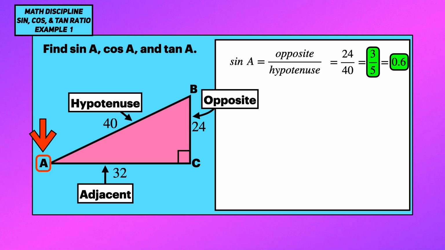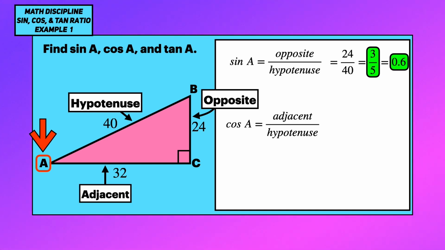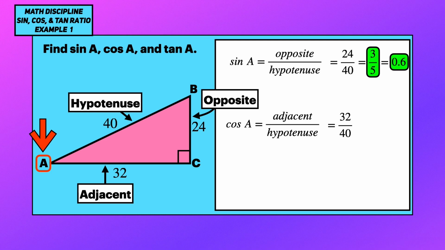Now let's find the cosine of A. In order to find the cosine ratio of angle A, we have to divide the adjacent side by the hypotenuse side. Our adjacent side is 32 and our hypotenuse is 40. Let's put that in fraction form. So we have 32 over 40. We simplify our fraction by dividing the numerator and denominator by 8, and that gives us our simplified answer in fraction form, which is 4 over 5. In order to get our answer in decimal form, we divide 4 by 5 and that gives us 0.8.